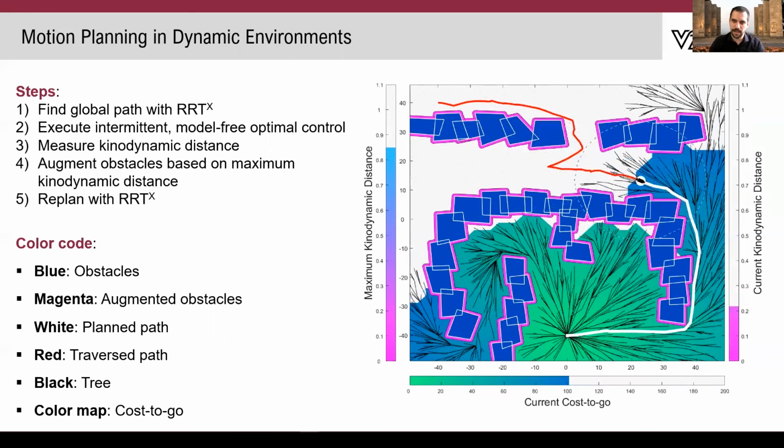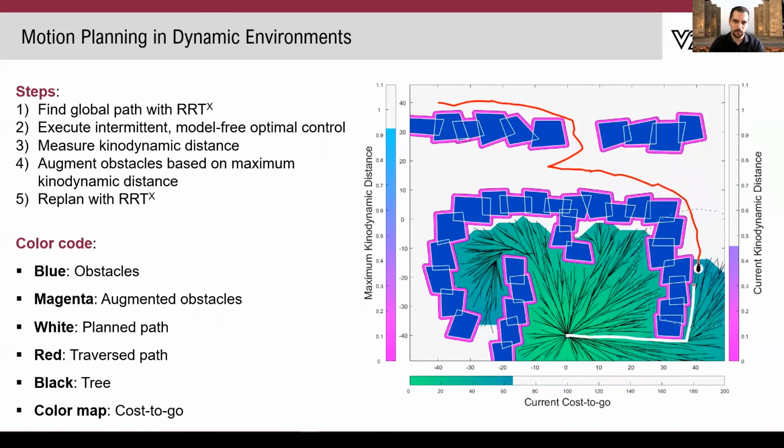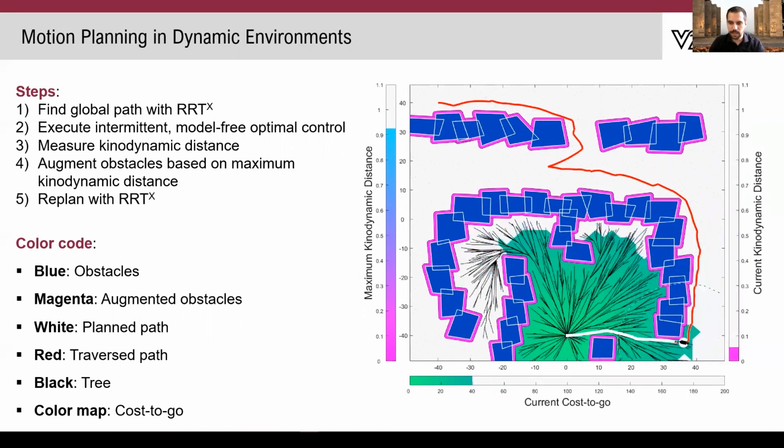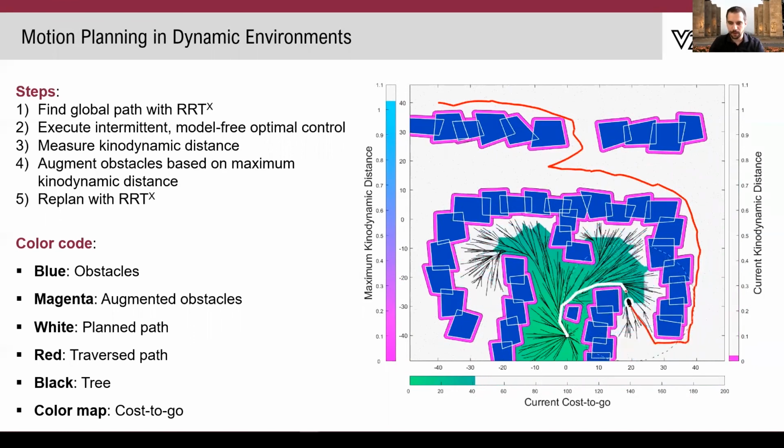On the right-hand side, you see the current kinodynamic distance, and on the left-hand side, you see the maximum kinodynamic distance, which we use to augment the obstacles. As you can see, the robot can navigate from a start state to a goal state using the intermittent optimal controller and RRTX. Our method is completely model-free. It works in an intermittent fashion.